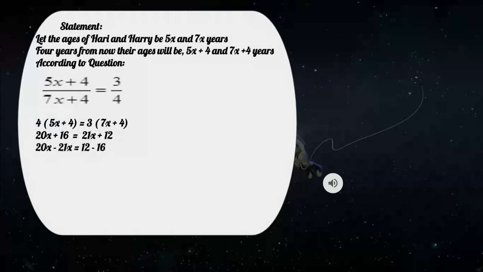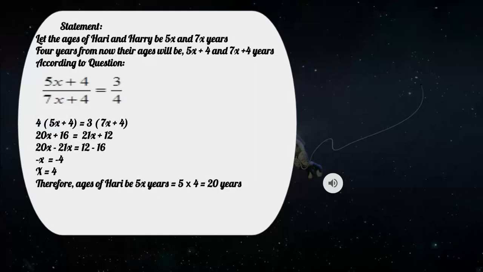Now shift the variable to the left side. 20x - 21x is equal to 12 - 16. Plus 16 is there on the left side, shift it to the right side as -16. Now we get 20 - 21 is -1, means -x is equal to 12 - 16, which is -4. Both sides have a negative sign, so cancel it together. So we will get x = 4.